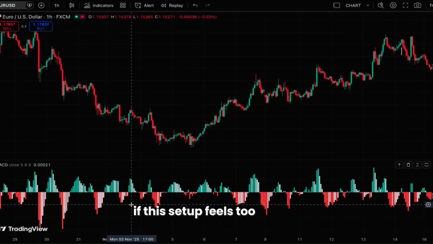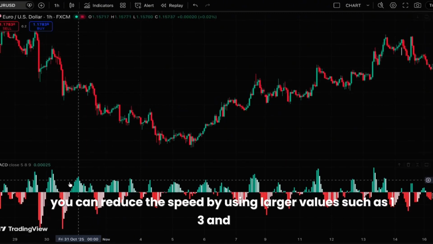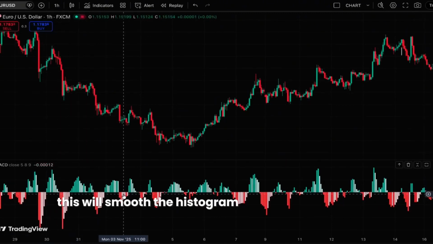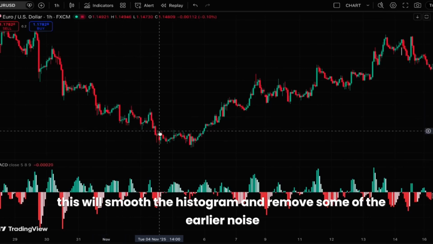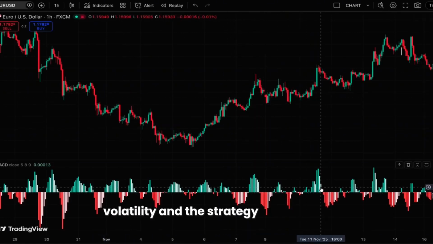If this setup feels too sensitive, you can reduce the speed by using larger values such as 13 and 34. This will smooth the histogram and remove some of the earlier noise. The best choice depends on the market volatility and the strategy you are using.